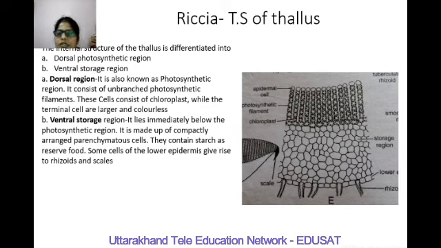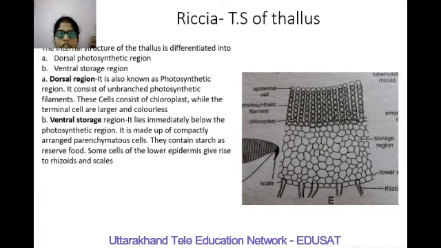The upper cell is called the epidermal cell, which is large and colorless, while in the photosynthetic filament you can see black spots. These black spots are nothing but the chloroplasts. Thus they are green in color and help in the preparation of food. So the photosynthetic filament consists of chloroplast-containing cells.